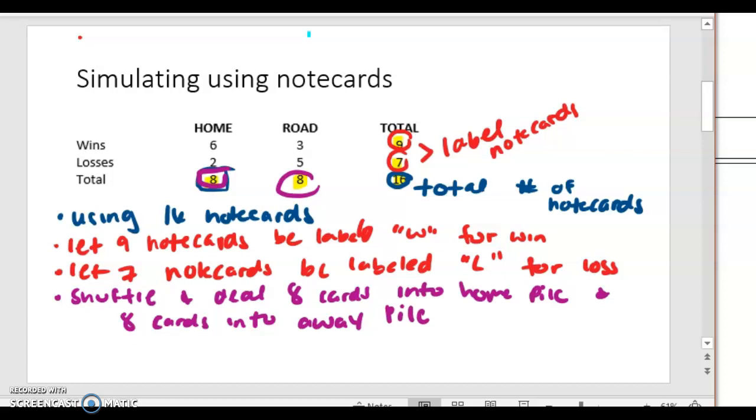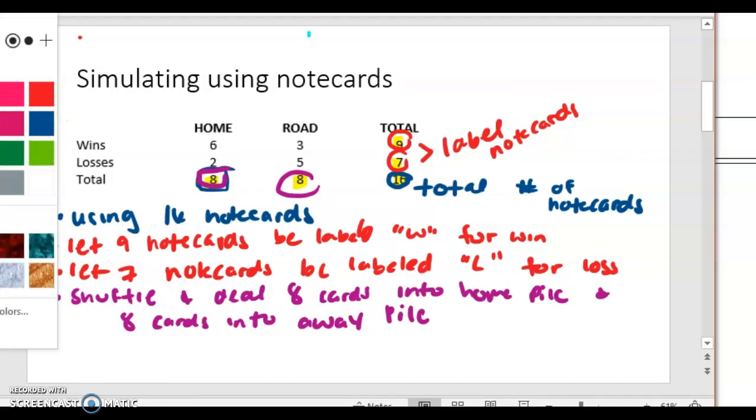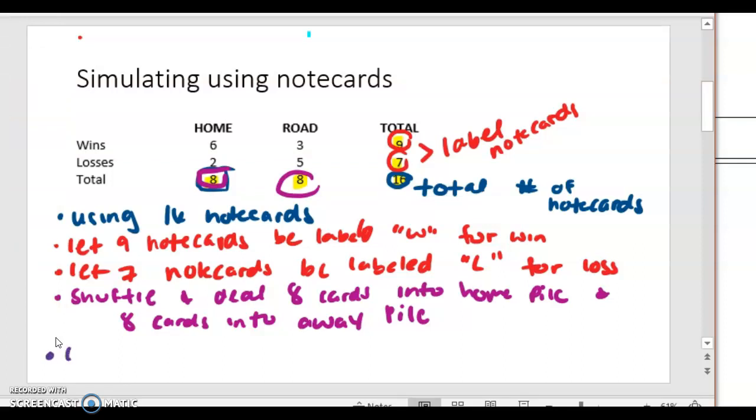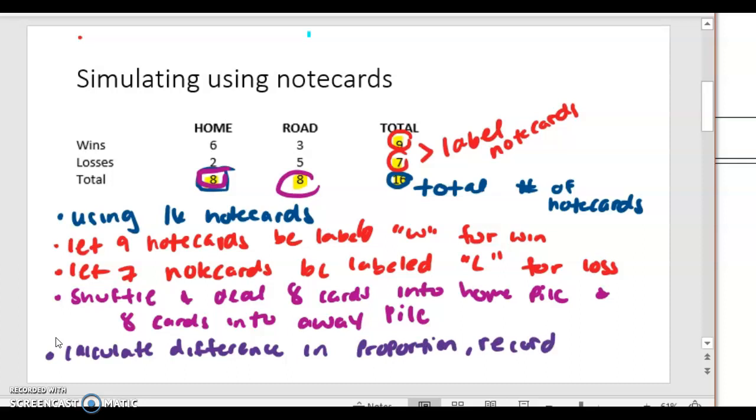The last thing you want to do is you want to create your test statistic. You're trying to replicate the test statistic, so we're going to calculate the difference in proportions or difference in performance. So I'm going to say difference in proportion, record on a dot plot, and repeat many times.